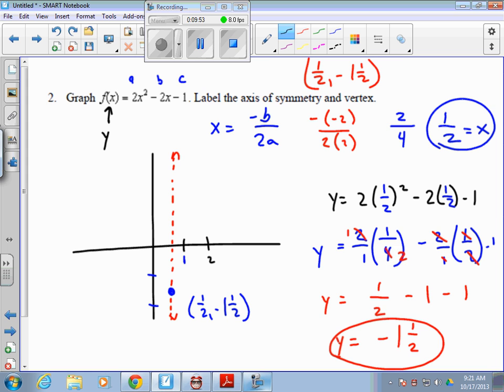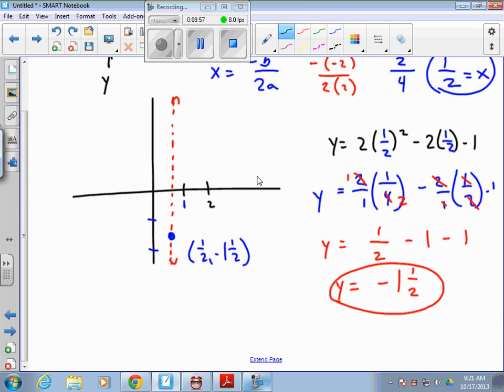So in your original equation, and I'm going to scroll down just to give me a little more room, in your original equation, y equals 2 times x squared minus 2 times x minus 1. Plug in each of those numbers. So plug in 1, and then do it again and plug in 2.